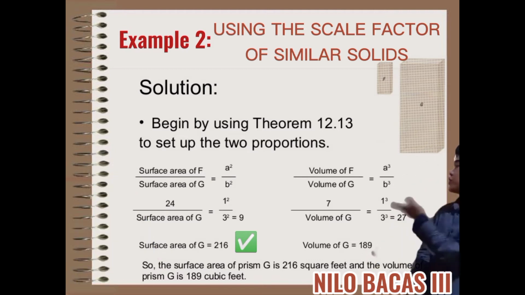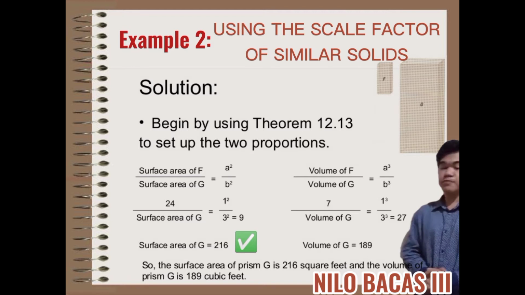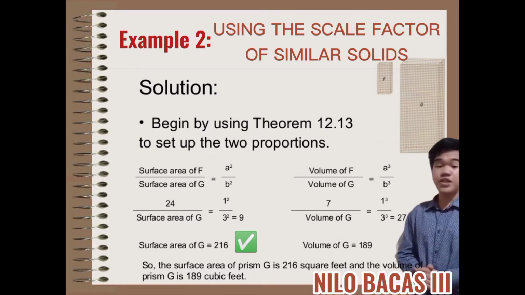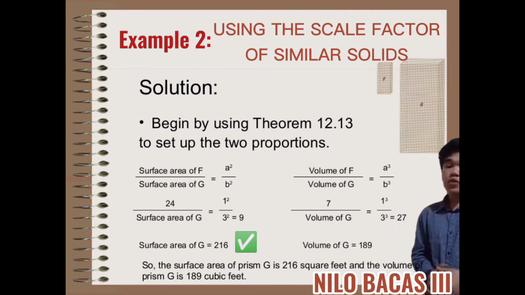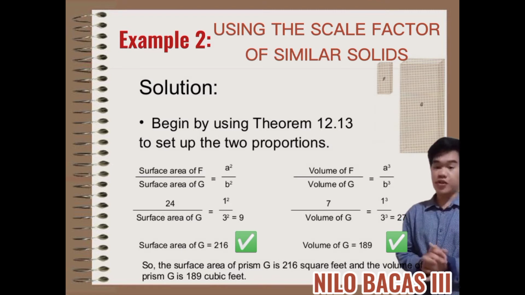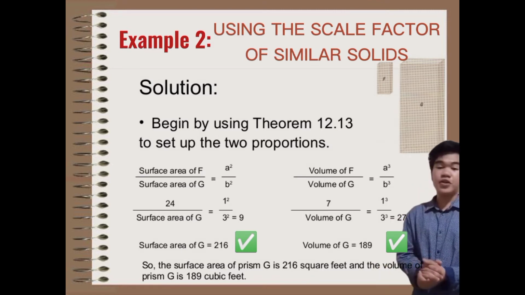For the volume, the volume of F over the volume of G is equal to A cubed over B cubed. 7 over the volume of G is equal to 1 cubed over 3 cubed, which is 1/27. Now, we cross multiply. 7 times 27 is equal to 189. Therefore, the volume of prism G is equal to 189 cubic feet.